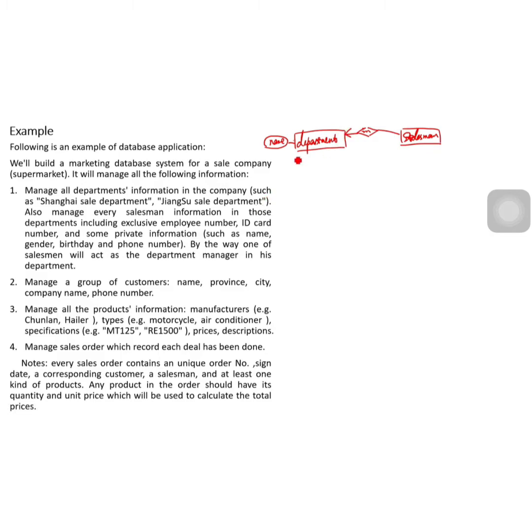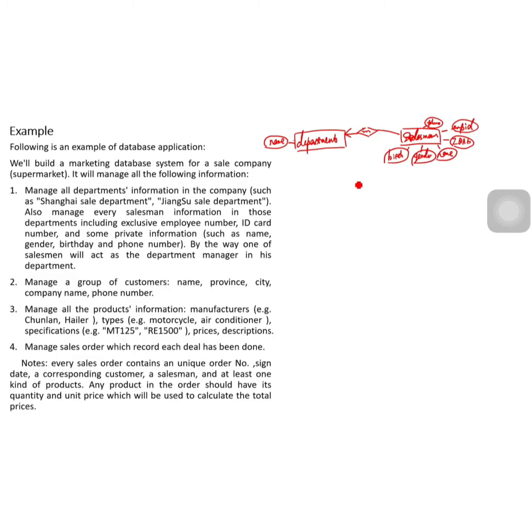We all know that. And there is some information: employee number, ID number, name, gender, birthday, phone.